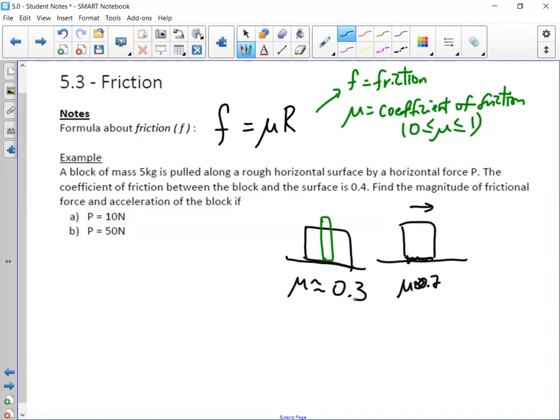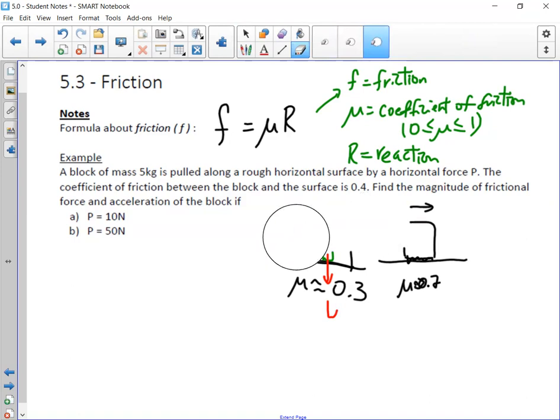To say again, the rougher the two surfaces, the higher the mu value. You can only go as big as 1; you can't go anything bigger than 1. It's a coefficient, a constant, a number. And R is the reaction force. When anything is on the ground, there's always a reaction. For example, the rubber has a reaction going up and the weight going down. So we can bring a reaction into play as well. Let's have a look at the example below. So F equals mu R, a new formula.